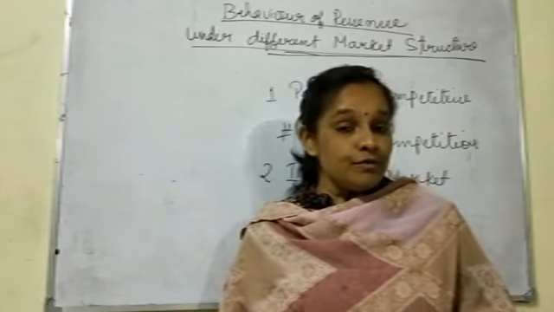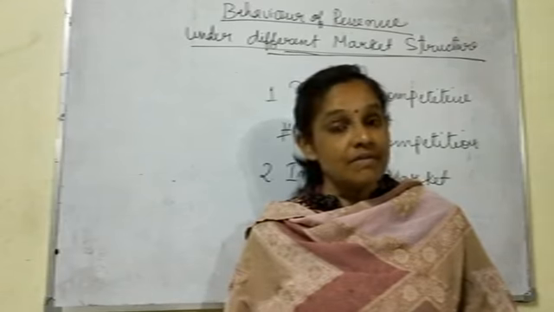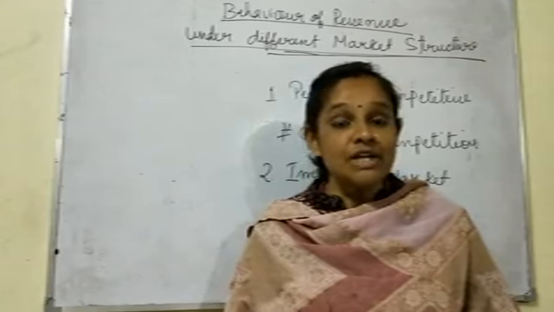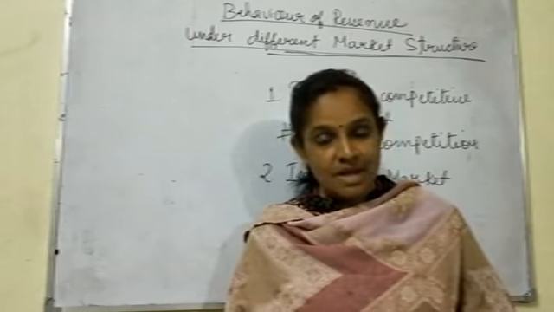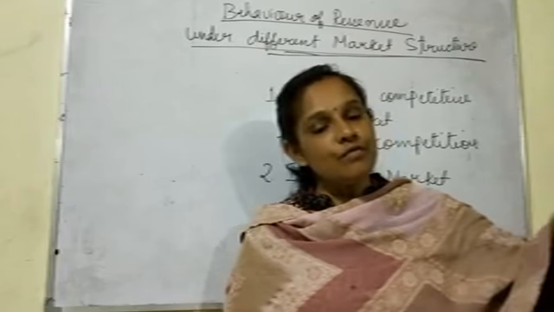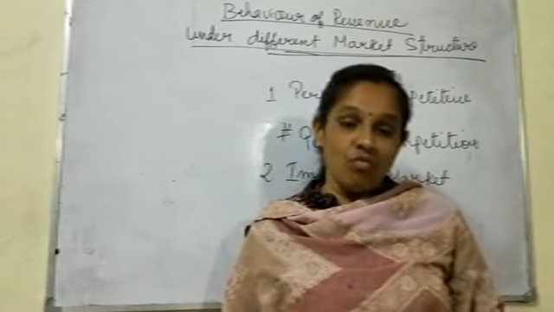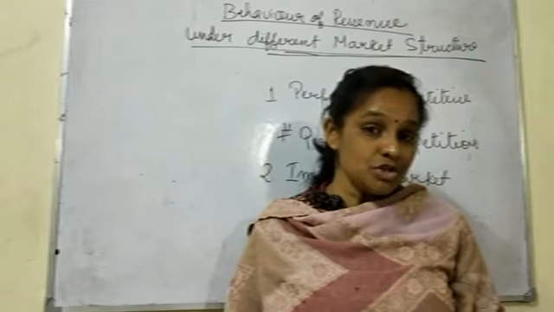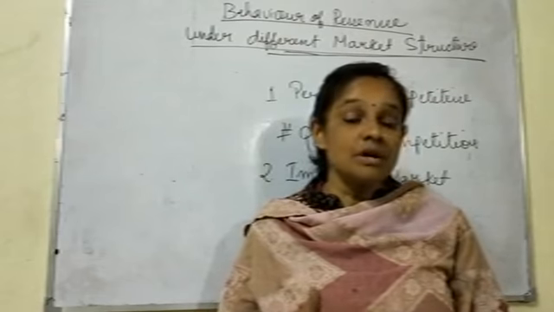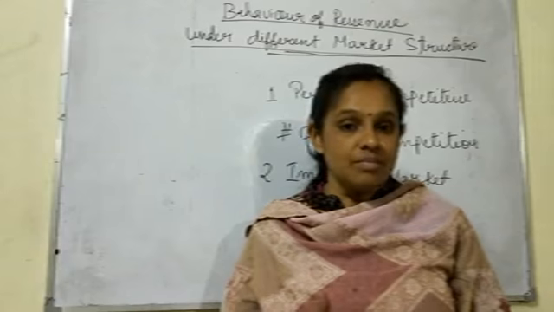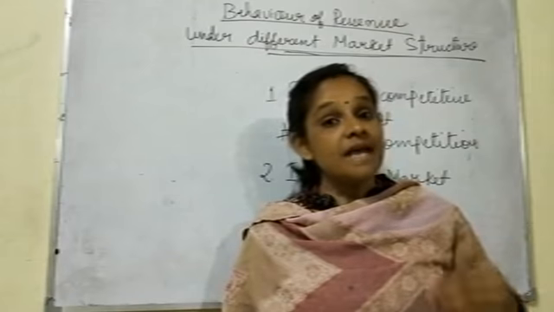So if the price is not determined by the firm, if the price is given by the market, what kind of price will be followed under perfect competition? Uniform price. Price will not change. Whatever the number of units sold, the price will remain the same. Why will the price remain the same under perfect competition? Because a firm under perfect competition is a price taker, not a price maker. He cannot change the price. He has to follow the price which is given to him by the industry.